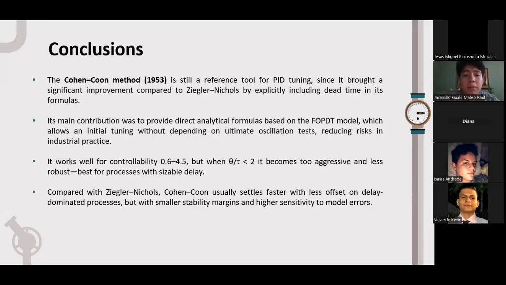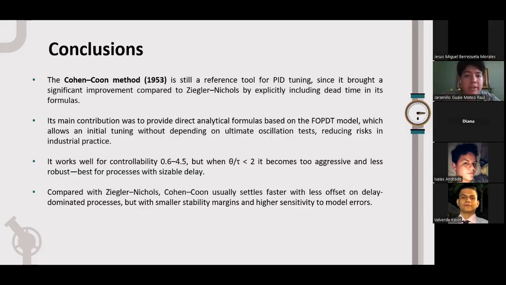Its main contribution was to provide direct analytical formulas based on the FOPDT model, which allows an initial tuning without depending on the ultimate oscillation tests, reducing risk in industrial practice. This method works reasonably well for controllability factors between 0.6 and 4.5, but its robustness is poor when the relation between the dead time and the time constant is below 2.